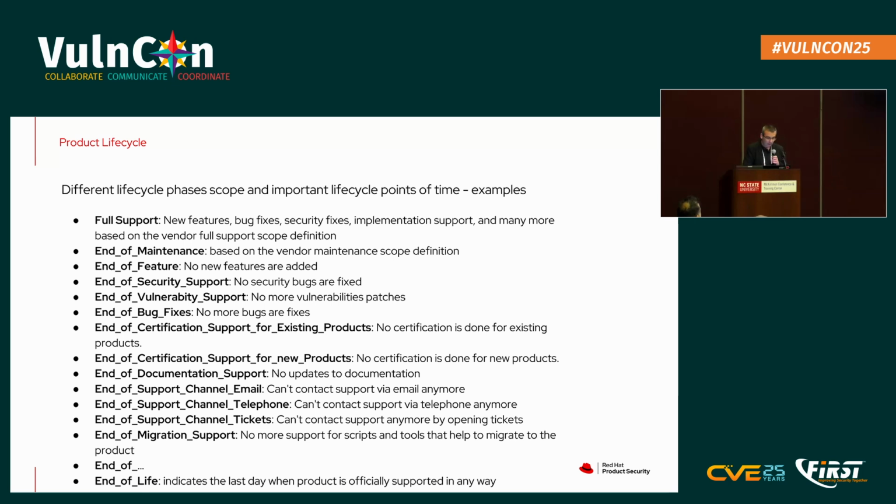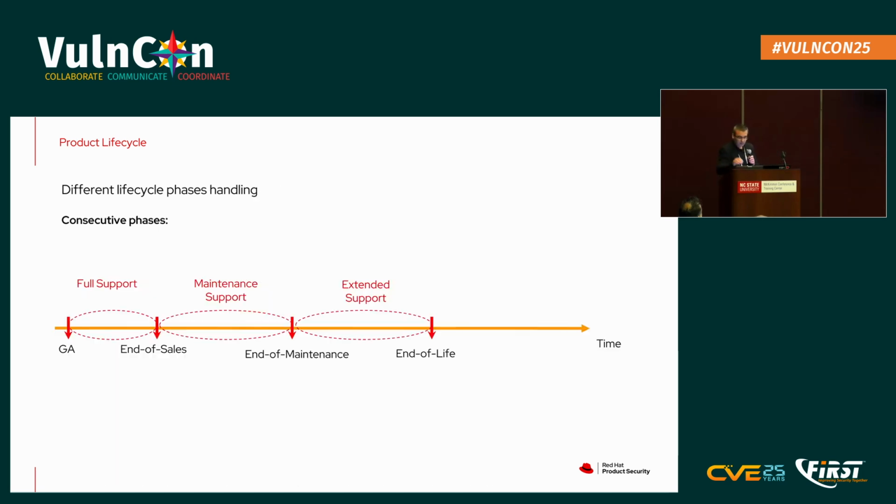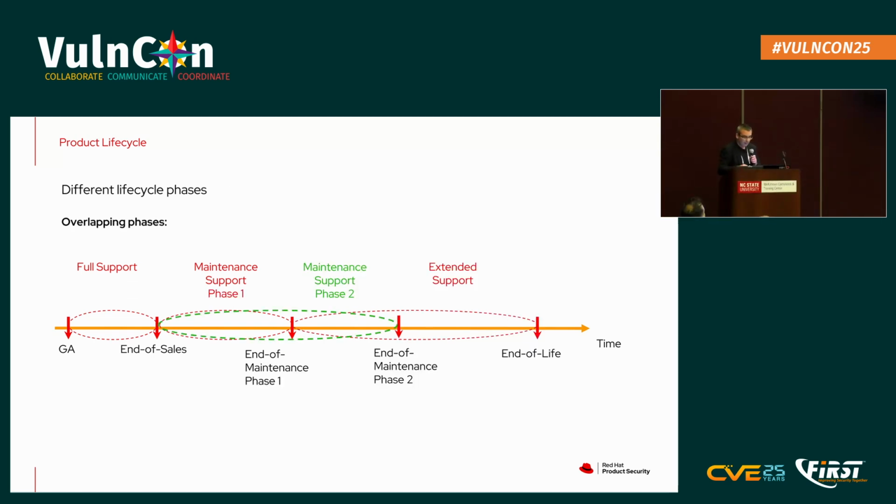And those lifecycle phases can be handled in different ways. We can distinguish two approaches. One is a situation where the lifecycle phases are connected together like a chain, which is called consecutive phases, where the end of one phase is the beginning of another lifecycle phase, like it is visible on this very, very simple diagram. Another option is overlapping phases, where, as you can see, for maintenance support phase 1 and maintenance support phase 2, the start date is exactly the same, but the end dates of those two support phases are different.